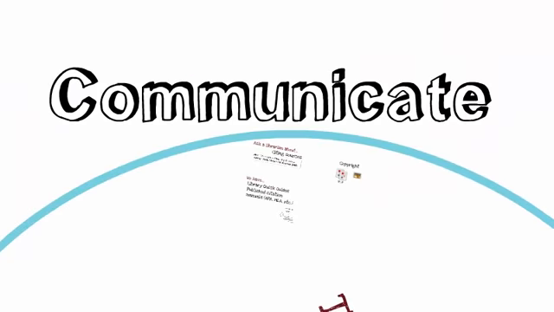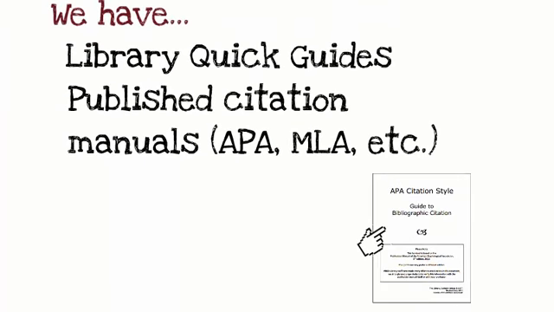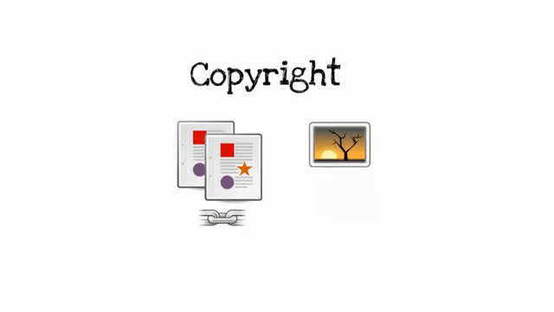Finally, it's time to communicate your research. Part of communication is giving credit to the sources you've used or citing them. Here's an example of what a direct quotation might look like in a research paper. The library has its own online quick guides as well as published citation manuals, and you can also ask us for help. We can also help with copyright questions. What if you want to share a scholarly article with your group or use internet images in your presentation? We can help you find and share resources without breaking copyright law.